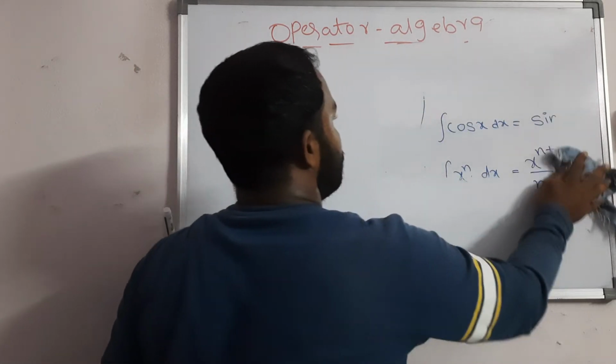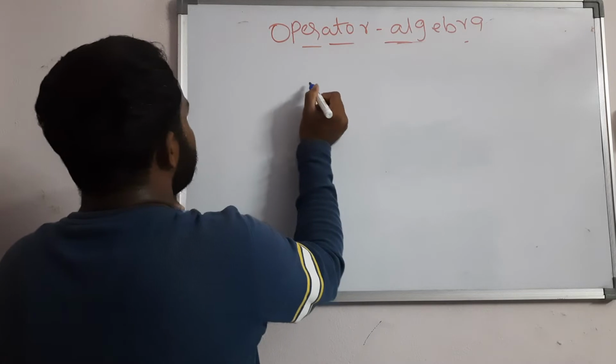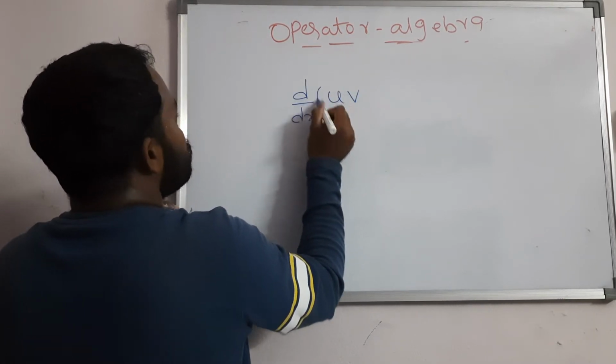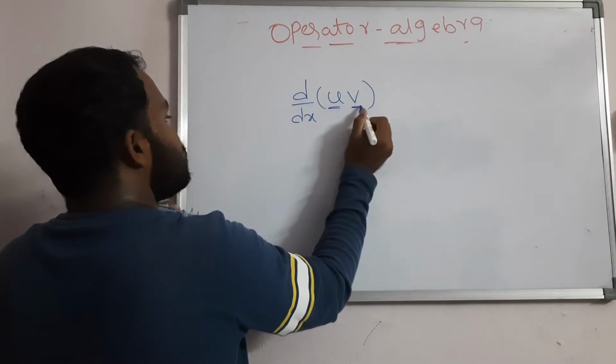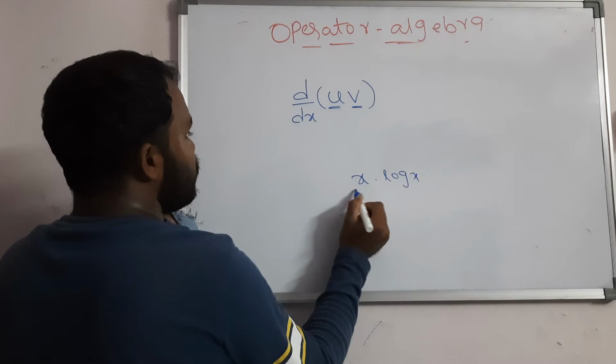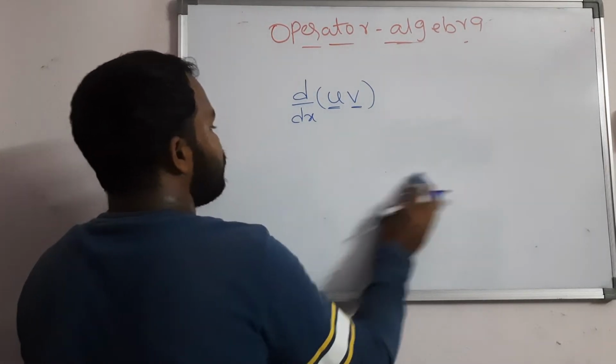So one more important formula I will tell you about: d by dx of uv. uv means two functions are there. Whenever functions in terms of, for example, x into log x is there, you should write two different functions. This is one function, this is another function. So that time, how to do differentiation?